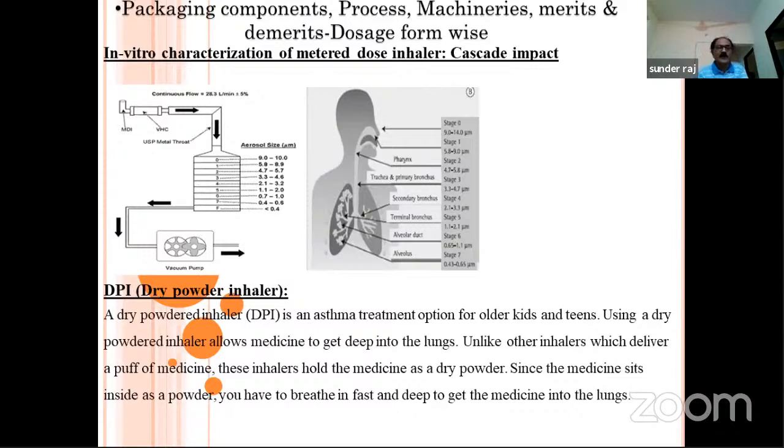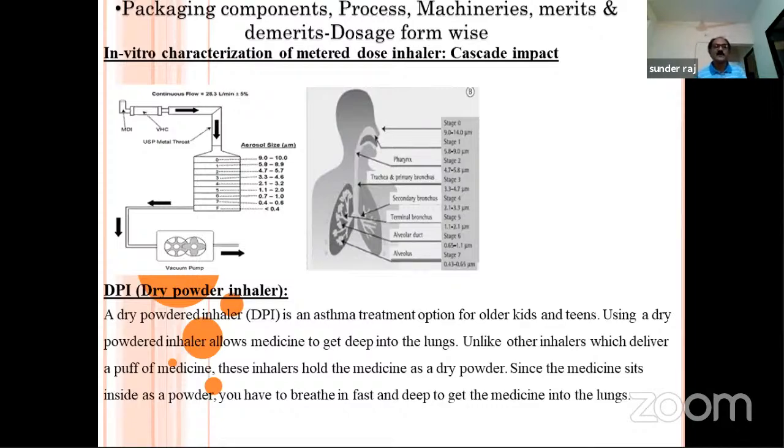Okay, a dry powder inhaler is an asthma treatment option for older kids and teens. Using a dry powder inhaler allows the medicine to get deep into the lungs. Unlike inhalers which deliver a puff of medicine, these inhalers hold the medicine as a dry powder. Since the medicine sits inside as a powder, you have to breathe in fast and deep to get the medicine to the lungs. The deeper you breathe, the more the drug goes to the final destination of the system.